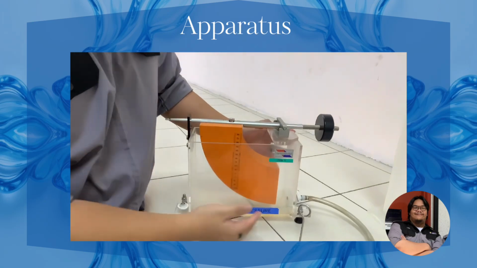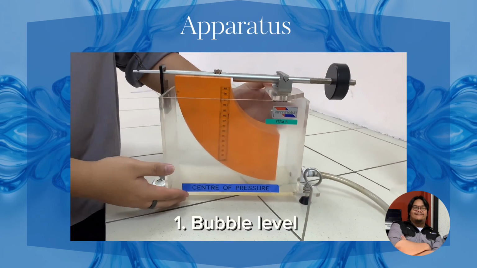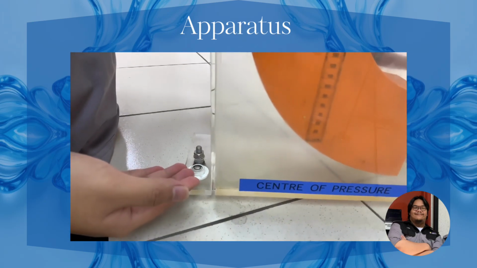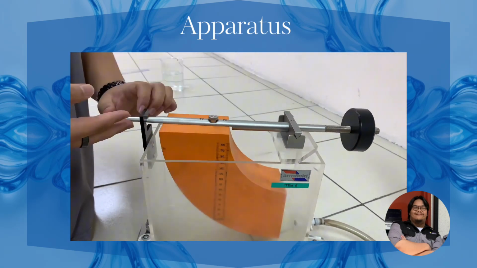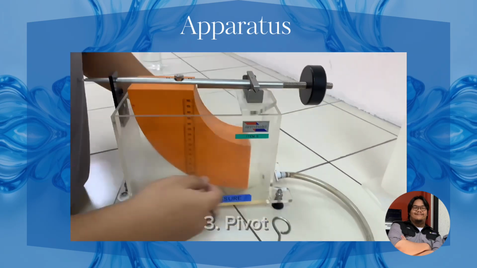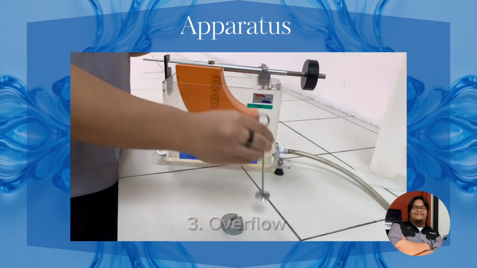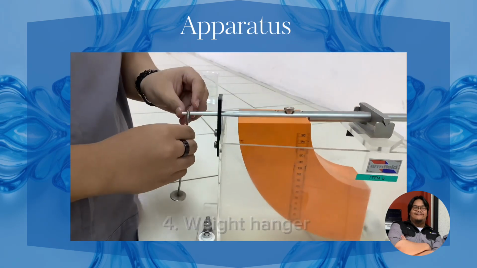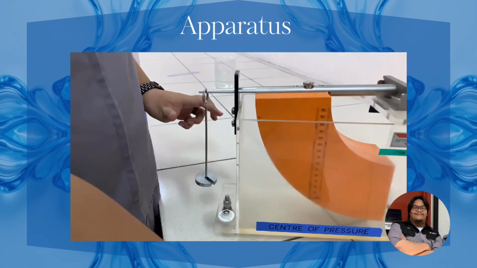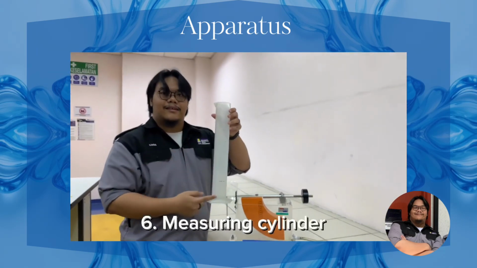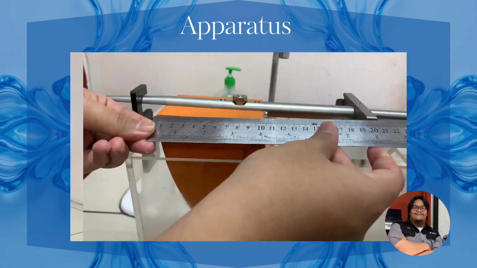Welcome to the Center of Pressure Lab. Let's look at the apparatus. This is the bubble level, which ensures our setup is perfectly horizontal. This is the quadrant plate, the main surface for the water force. The pivot allows the quadrant to rotate when force is applied. Here's the counterweight pan, where we add weights to balance. We use these calibrated weights. Let's add one now. Don't forget, we'll pour water here to test the center of pressure.